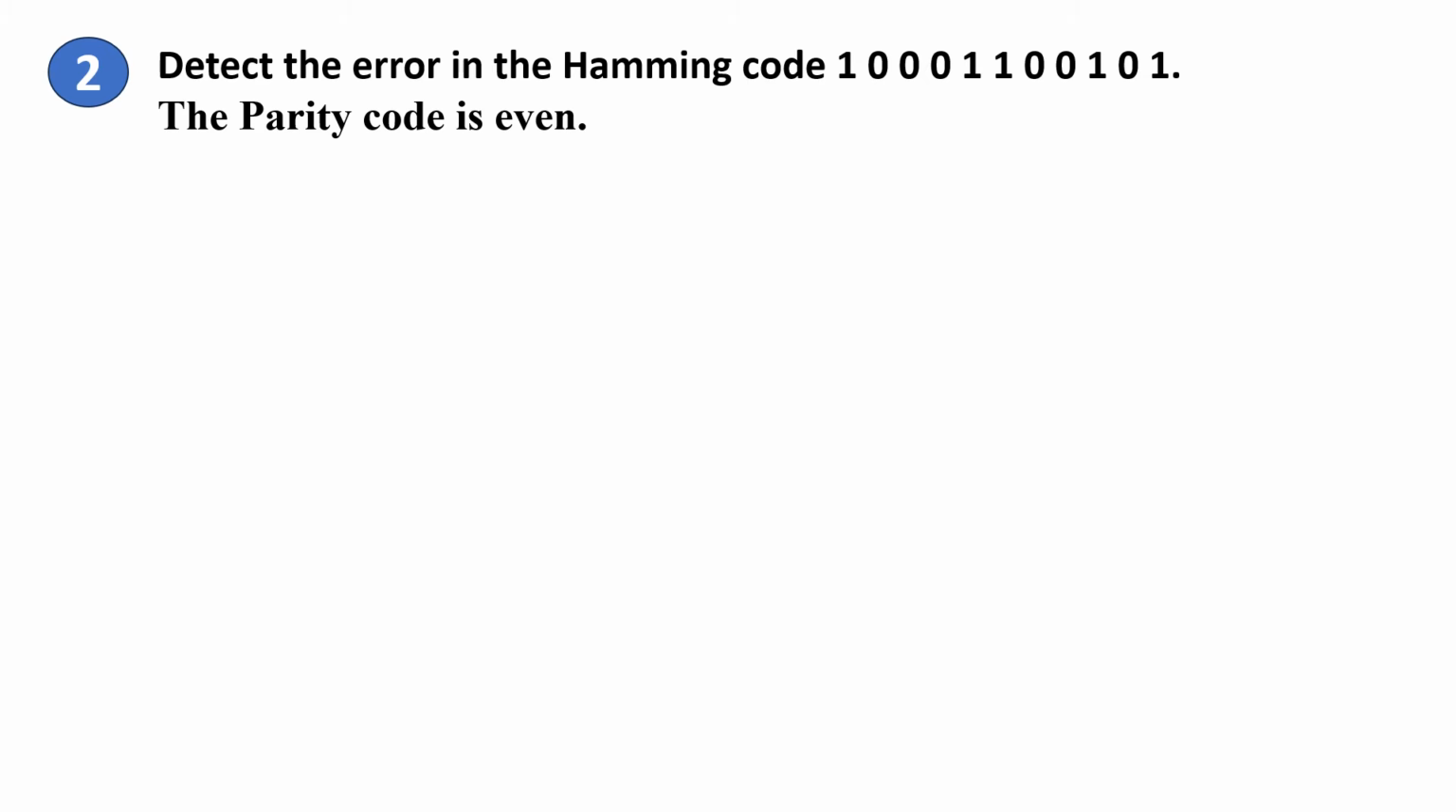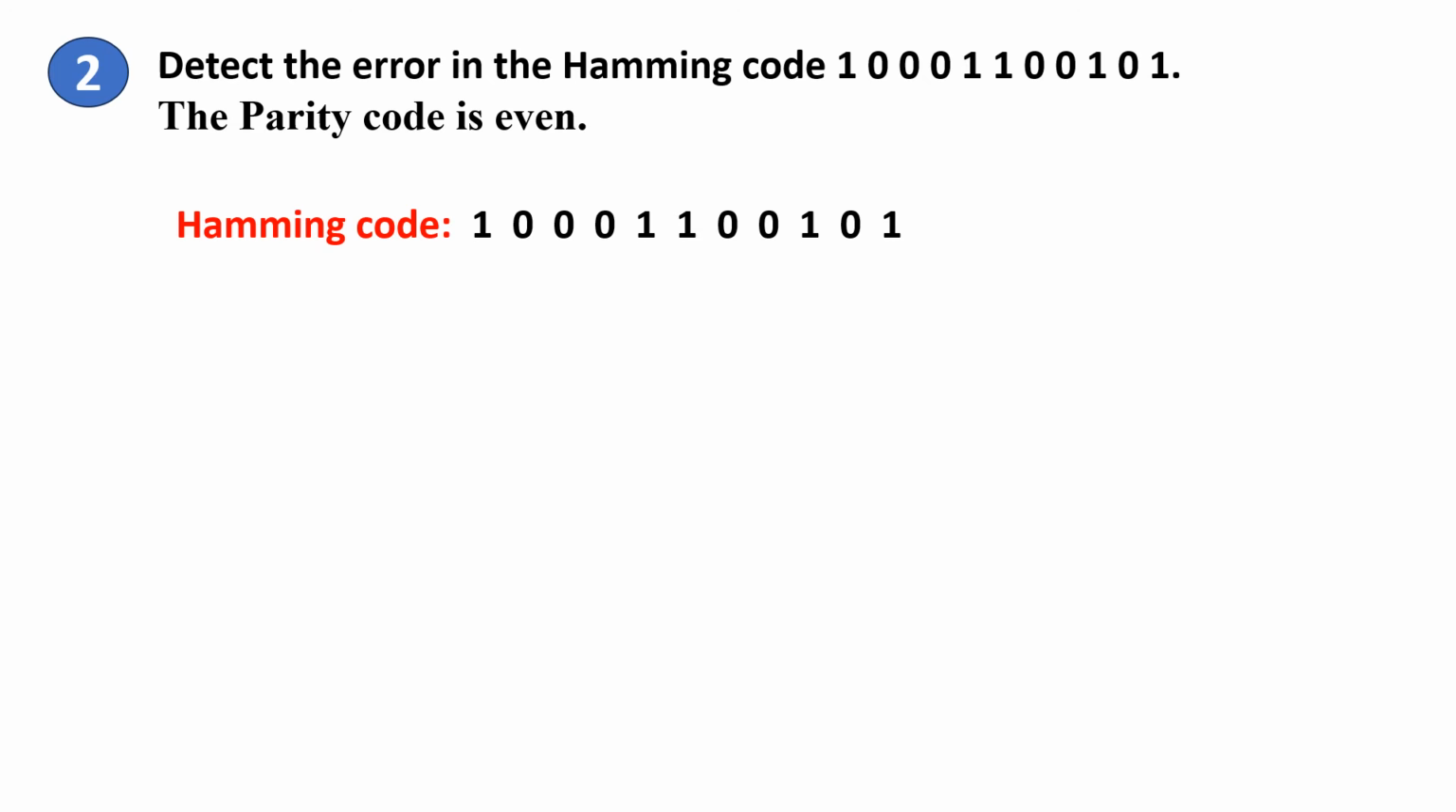Problem 2. Detect the error in the Hamming code. So the Hamming code is given. Now we have to find whether there is any error and detect in which position the error is present. So first let us assign the positions of these parity and the data bits in this Hamming code.